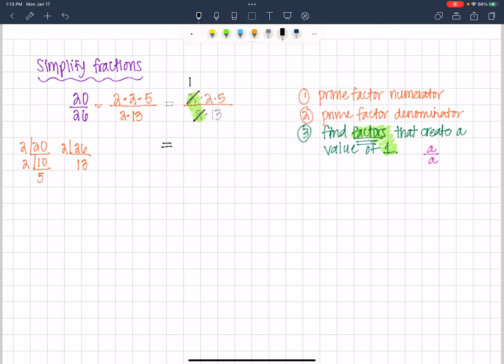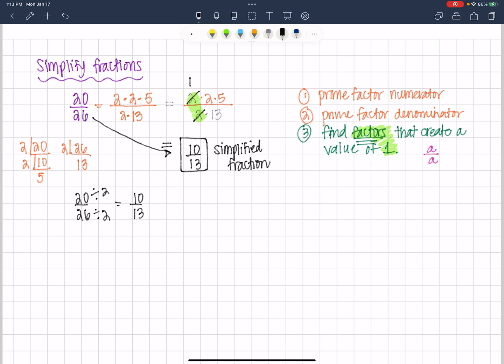In the numerator, we're left with 10, and in the denominator, we're left with 13. So 20 over 26 is equivalent to 10 over 13. 10 over 13 is the simplified fraction. Now you might be asking yourself, why can't I do this the way I learned a long time ago? Divide by 2, and that's 10 over 13. And some of you are going to potentially go around the prime factoring and reduce your fraction like this.